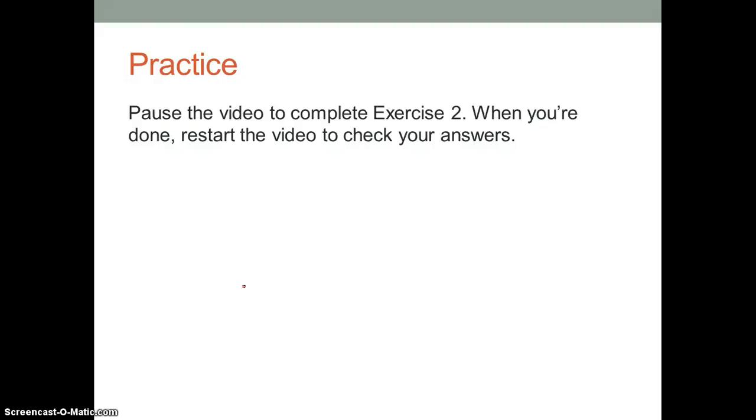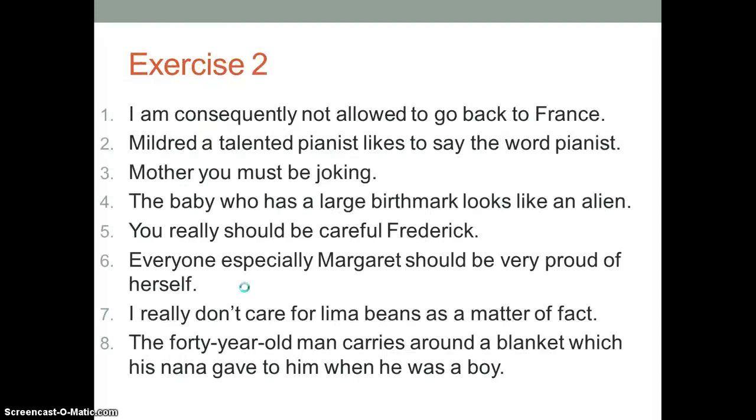All right, so those are our interrupter rules. We've now gone through all 4. So pause the video, complete exercise 2, and when you're done, restart the video to check your answers. All right, let's see how we did. So exercise 2 is a series of different kinds of interrupters, and we had to decide where commas were necessary.